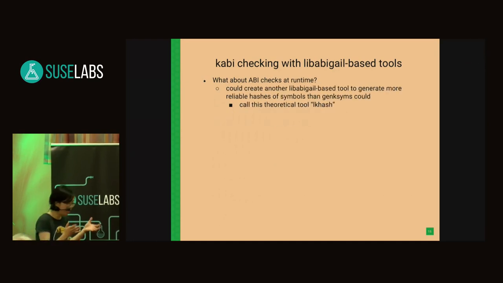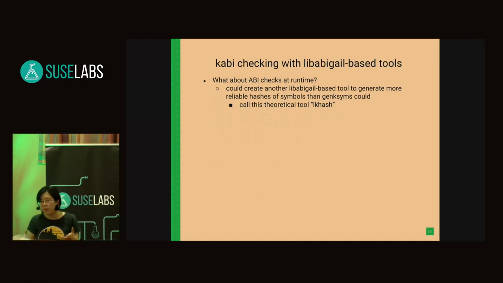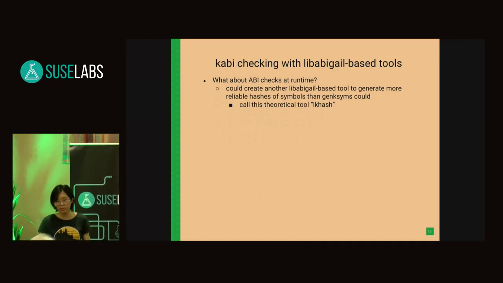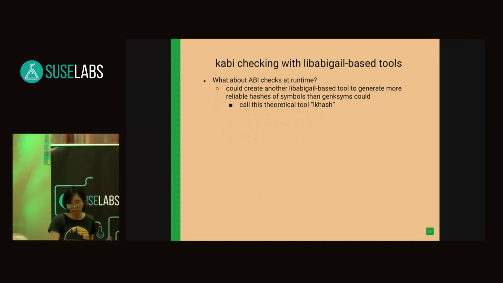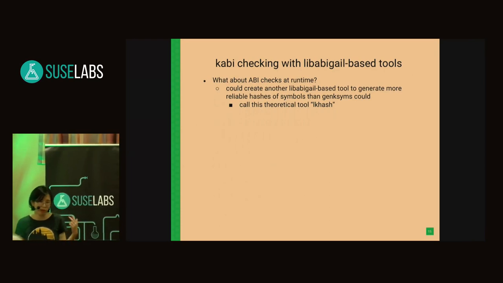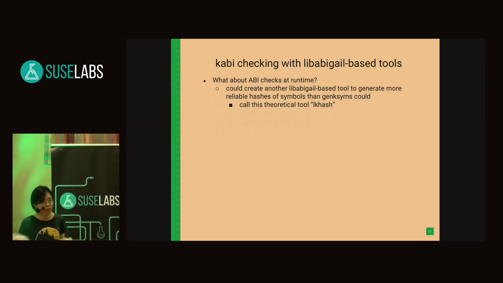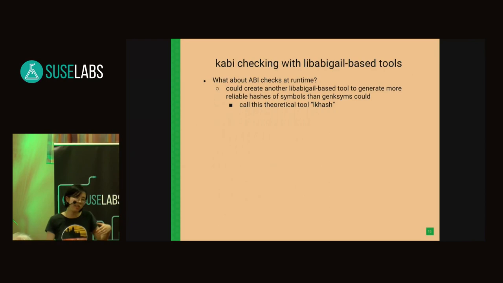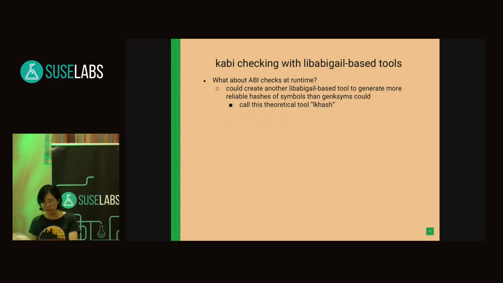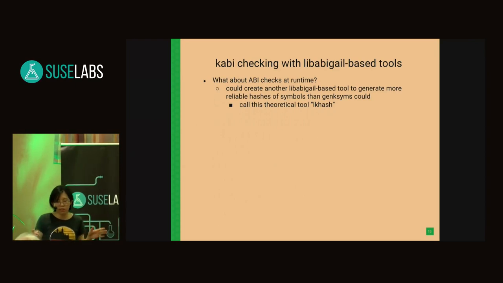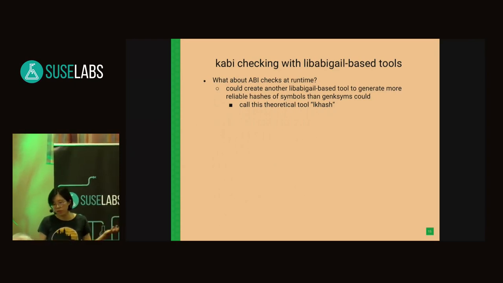So an idea that's been floating around is that maybe we can create a genksyms replacement based on libabigail that would provide more reliable hashes on symbols than genksyms could, because we have those limitations where we have incomplete expansion trees and then we get a bunch of false positives and stuff like that. And these limitations would not affect libabigail. So we've been floating around this idea and we're going to call this theoretical tool LK hash for now.